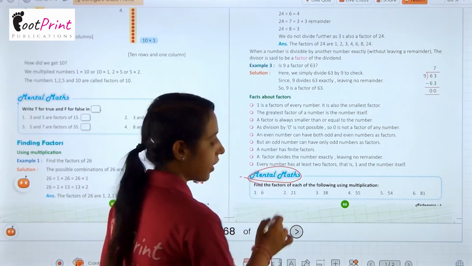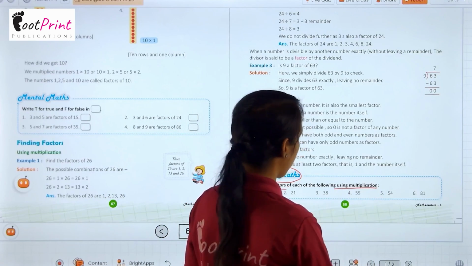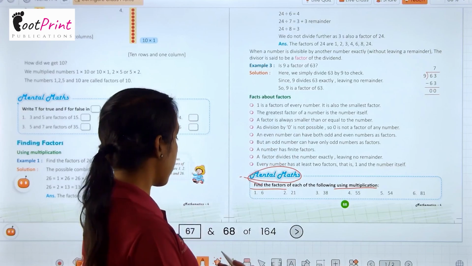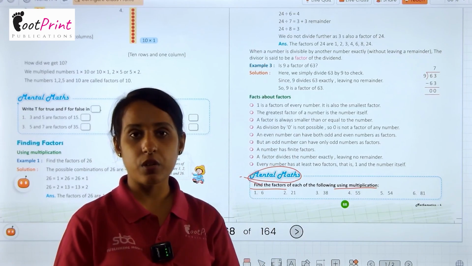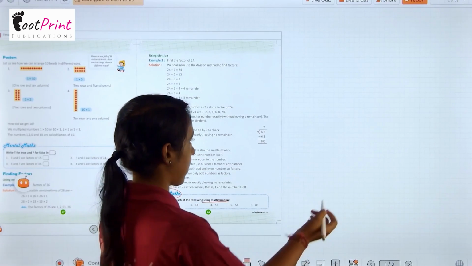Now here are some mental maths questions. Find the factor of each of the following using multiplication. So here we have to find out the factor using multiplication. How can we find factors of 6?